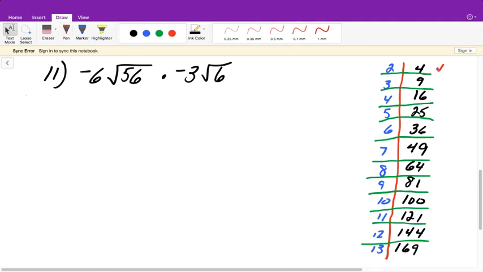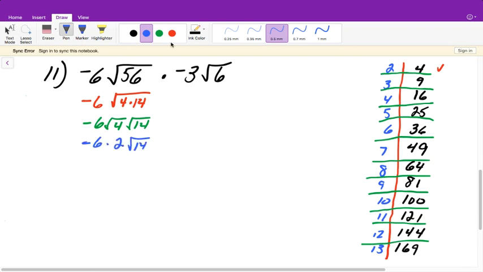Well, I know 4 goes into 56, so I'm going to go ahead and rewrite this as negative 6 times, and 4 goes into 56 14 times. All right, so then I will separate it, negative 6 times the square root of 4 times the square root of 14. So then this will give me negative 6 times 2 times the square root of 14, which is going to give me the final value of negative 12 times the square root of 14. All right, they are the same exact value, just rewritten in simplified form.